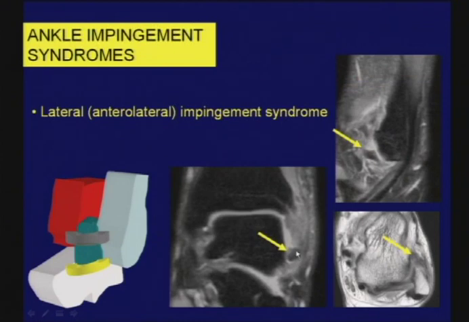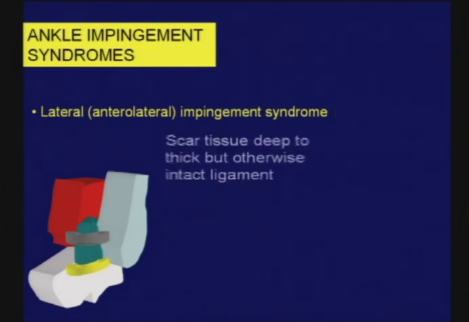Another example of scar tissue within that anterolateral gutter adjacent to a thickened anterior talofibular ligament. So this is what we're looking for. I do not think the findings are specific.